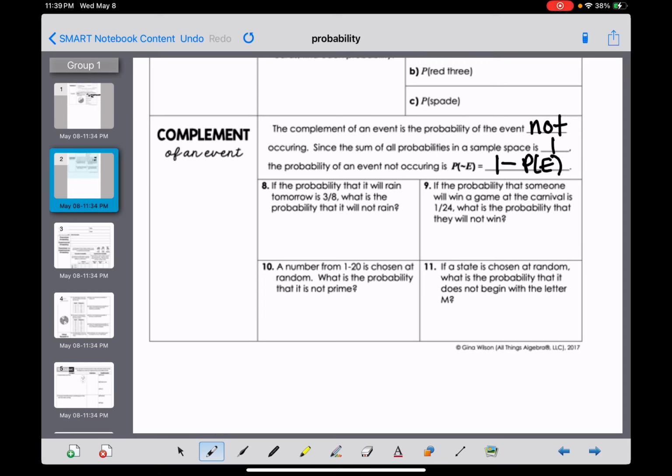So like for example, number 8 says the probability that it will rain tomorrow is 3/8. What's the probability it won't rain? So you would just do 1 minus 3/8, which would get you what? 5/8. Okay. Pretty simple. Change it to a fraction, it's already a fraction. Change it to a percent, change it to a decimal, and you've got your complements there.